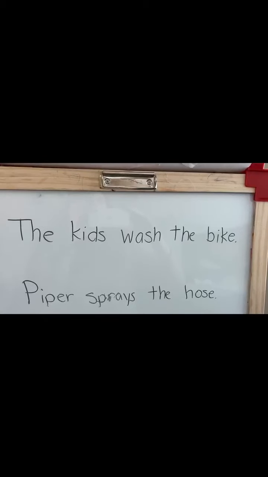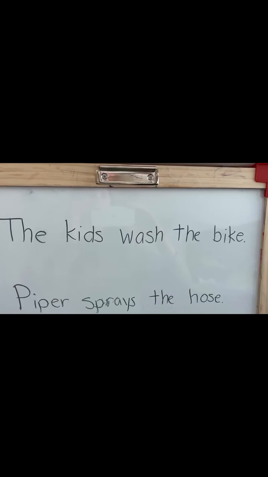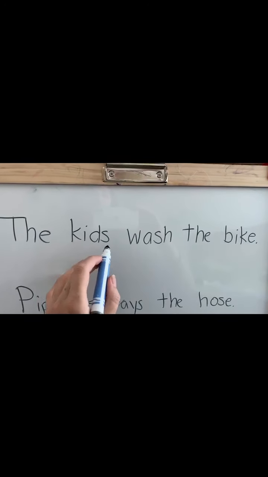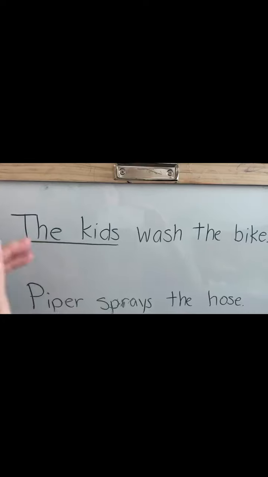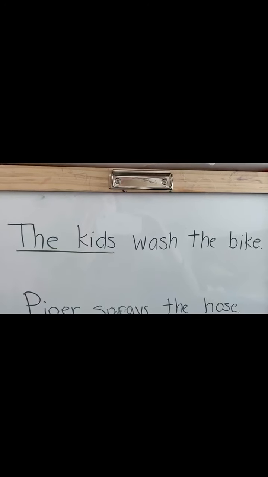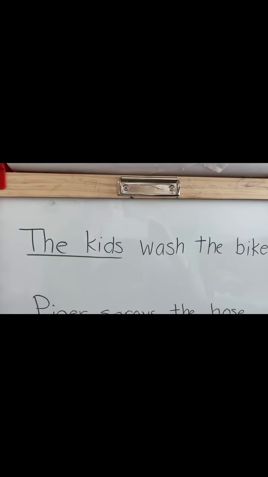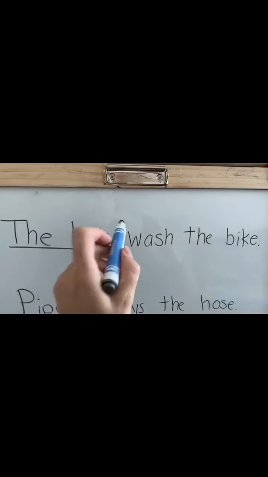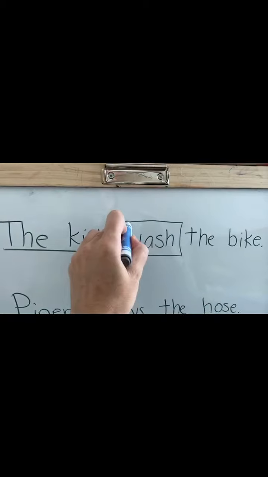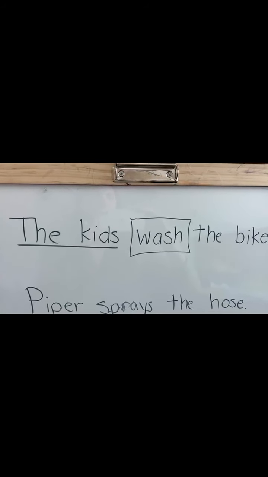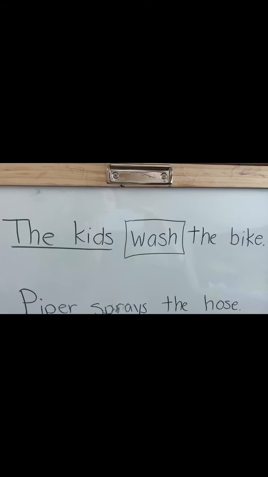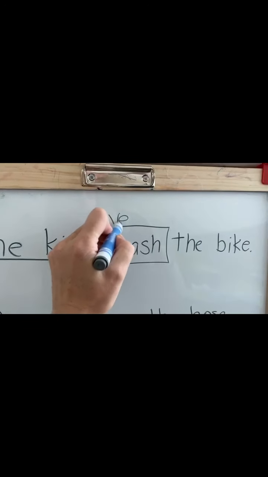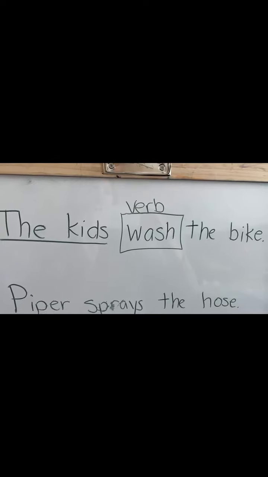So, the first sentence I came up with was, the kids wash the bike. The subject of this sentence is the kids. That's who or what the sentence is about. Then when you ask yourself, well, what are the kids doing? What was their action? What they were doing was washing the bike, but in this case, I just have the form of wash. The kids wash the bike. So that leaves our verb being wash. That's what we could see them doing.